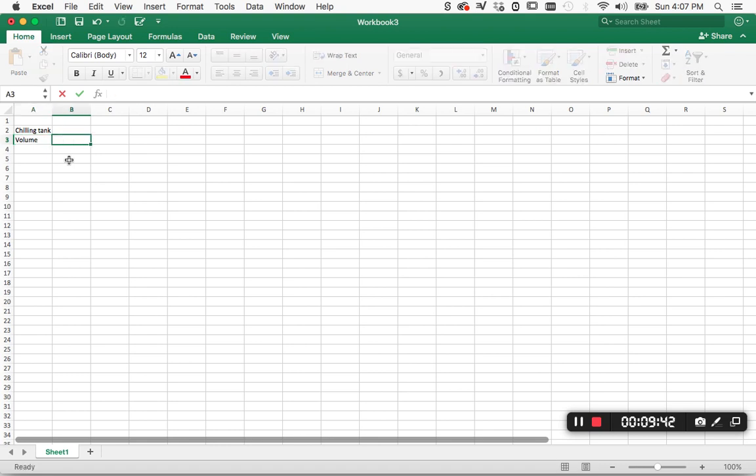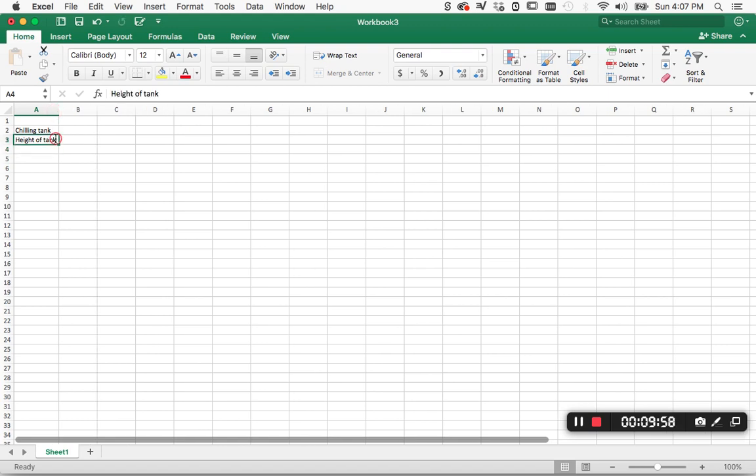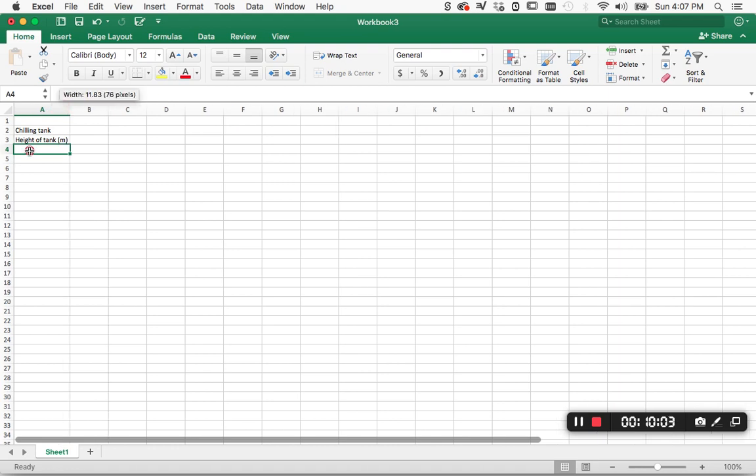So what's the volume of that tank? Well, from memory, it was a 2 meter diameter, 2 meters high. So the volume of a cylinder is the height. Let's just do it all. Height of tank, put that in meters. What's the diameter of the tank? Diameter of tank in meters. It's 2 and 2. And so volume of tank in meters cubed.